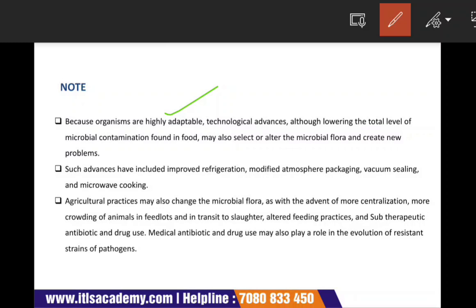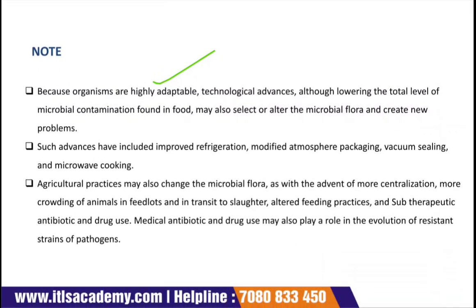They are using modified atmospheric packaging for packaging food items. They are using vacuum sealing, and they are doing microwave cooking. So improved refrigeration, modified atmospheric packaging, vacuum sealing, and microwave cooking all help avoid microbial contamination. They have the tendency to inactivate microorganisms. So it is very important for every industry to adopt advanced technology.